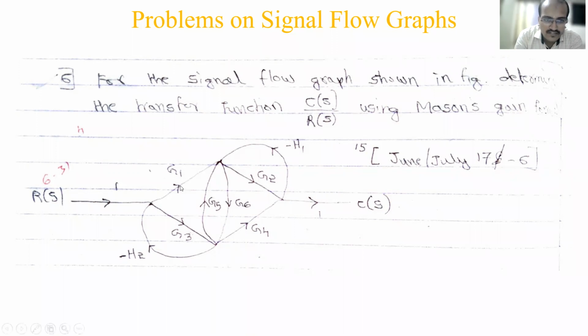Everything is given in G1, G3, G4, G2, G5, G6, H1, H2, and this is 1. So a simple figure compared to the previous one. How many paths and how many loops? You can even write it in the chat box. So the number of forward paths, n, how much, and how many number of loops? Have it in mind.